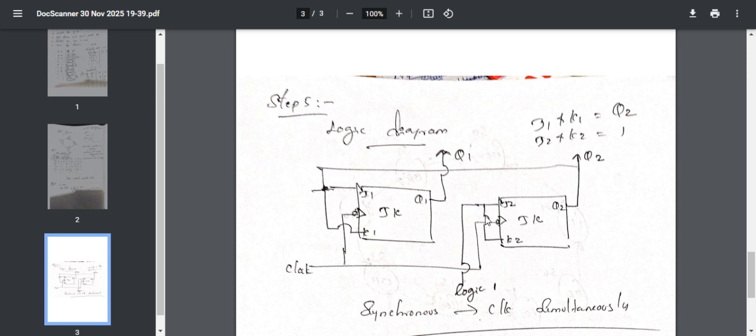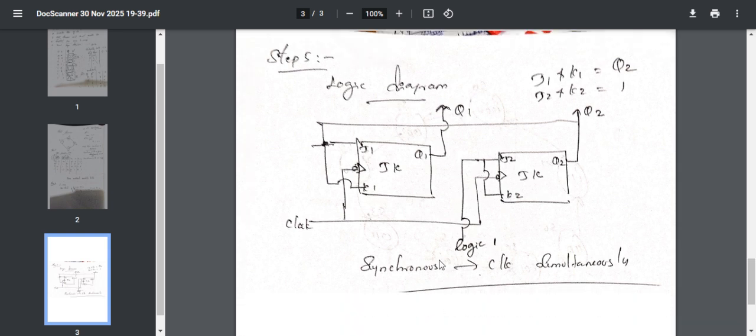Similarly, K1 is also connected to Q2. J1 K1 equal to Q2, and J2 K2 equal to 1, right? So J2, where is J2? Here. J2 equal to 1 and K2 equal to 1. So this is how we design a synchronous counter. And the clock is given simultaneously to both the flip-flops, so it is called a simultaneous clock.